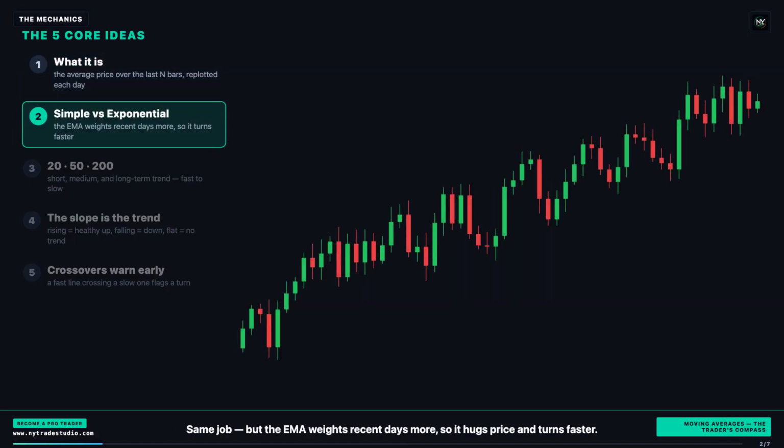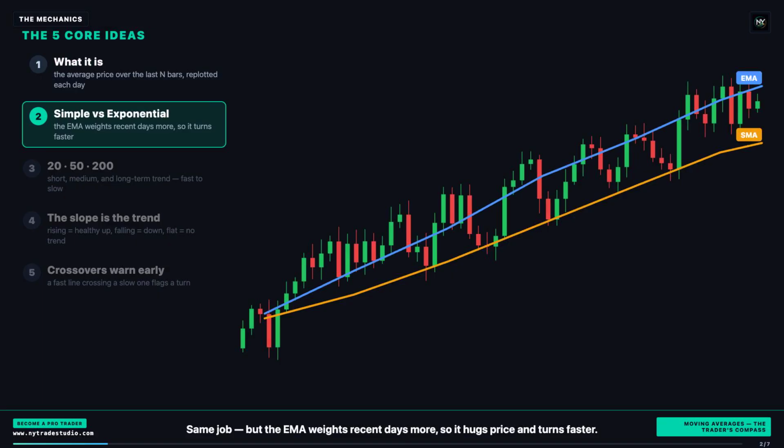Now, there are 2 flavors of this line. The one we just built, where every one of those 50 days counts equally, is the simple moving average, the SMA. The second is the exponential moving average, the EMA. It does the same job, but it gives the most recent days more weight than the older ones. The practical effect is just this: the EMA hugs price more tightly and turns faster, so it reacts sooner when the trend shifts. Smoother and steadier versus quicker and more sensitive. That is the whole difference.